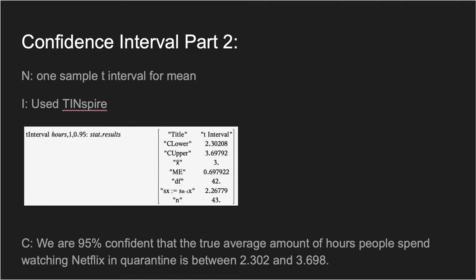For N, we use one sample t interval for mean. And for I, we use the TI Nspire, which shows the upper and lower bound, the average, degrees of freedom, standard deviation, and n. And then for the conclusion, we are 95% confident that the true average amount of hours people spend watching Netflix in quarantine is between 2.302 and 3.698.